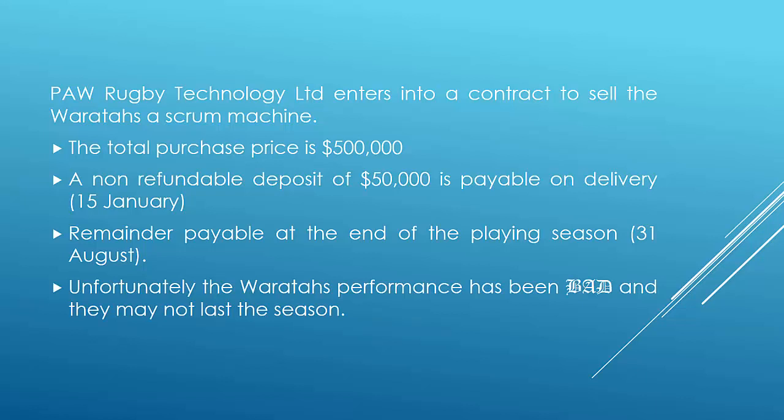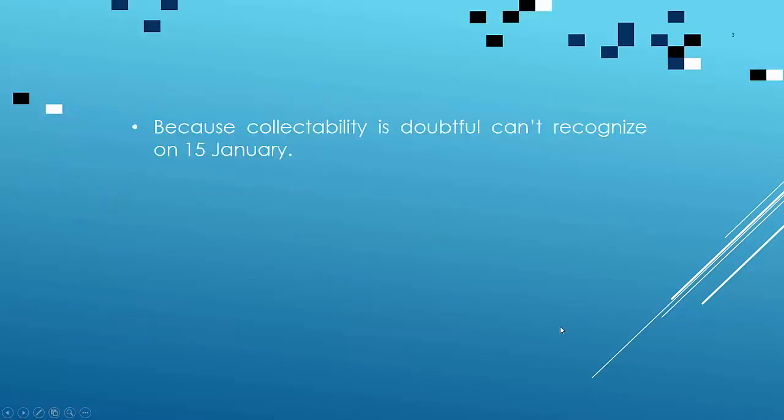This is complicated by the fact that the Waratahs' performance hasn't been very good. They may not last the season, and hence there is the issue of collectability. And this is really going to determine when we should be able to recognise the revenue. When the sale is made, maybe on the 15th of January, or on the 31st of August, when we get paid. That's a bit too close to cash accounting.